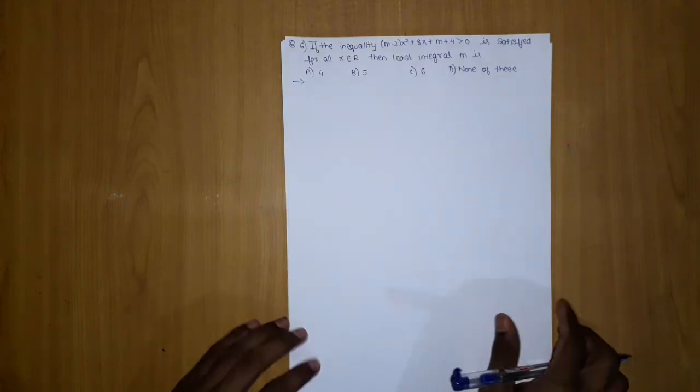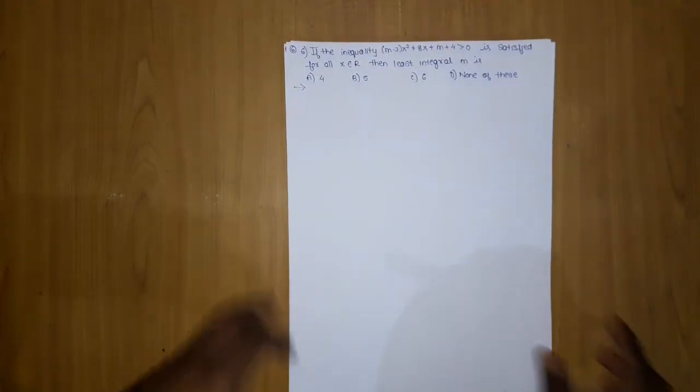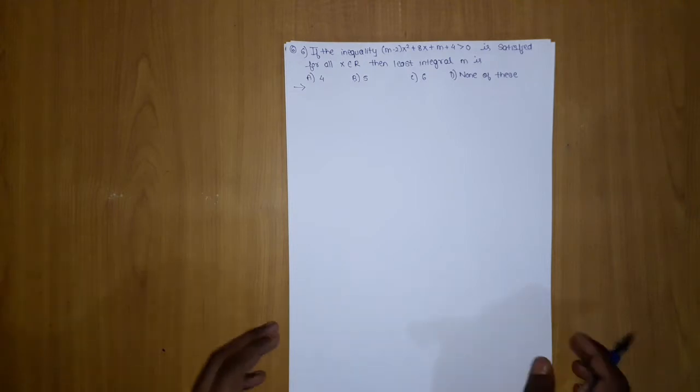Now let's do question number 6. The question is as follows: if the inequality (m minus 2)x square plus 8x plus m plus 4 greater than 0 is satisfied for all x belonging to R, then the least integral m is. We want to find the least value of m. There are many m values, so we want to find the lowest possible value of m.